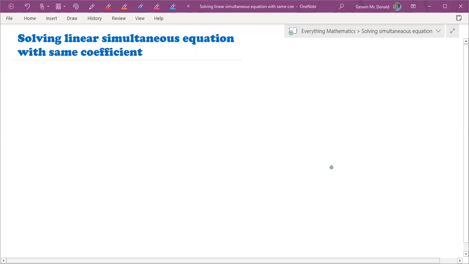This week we're going to focus on simultaneous equations. And today we're going to specifically look at how to solve a simultaneous equation when the coefficients are the same.